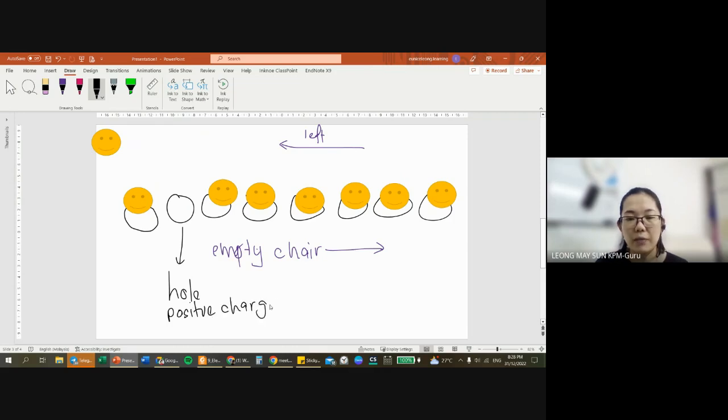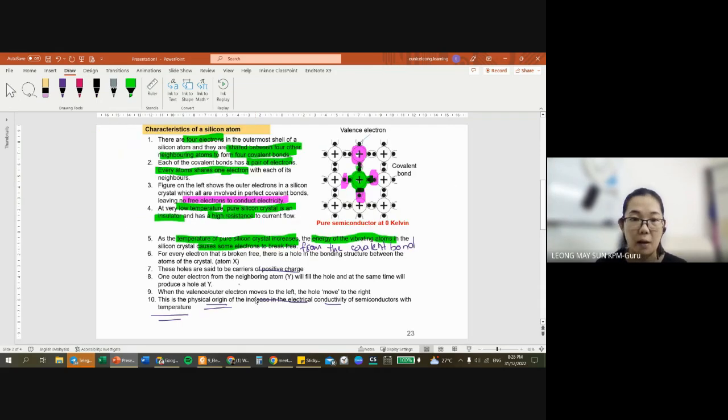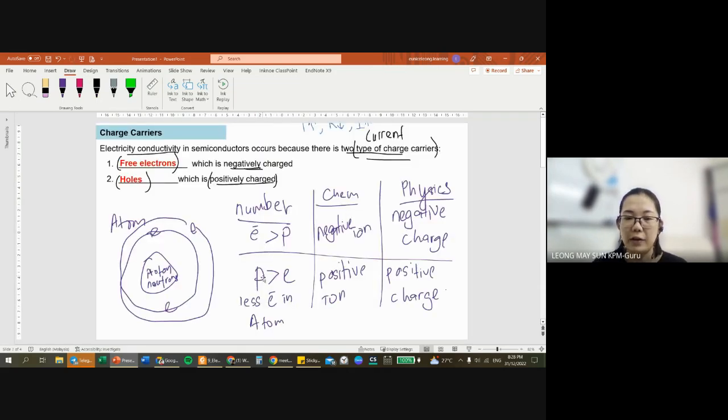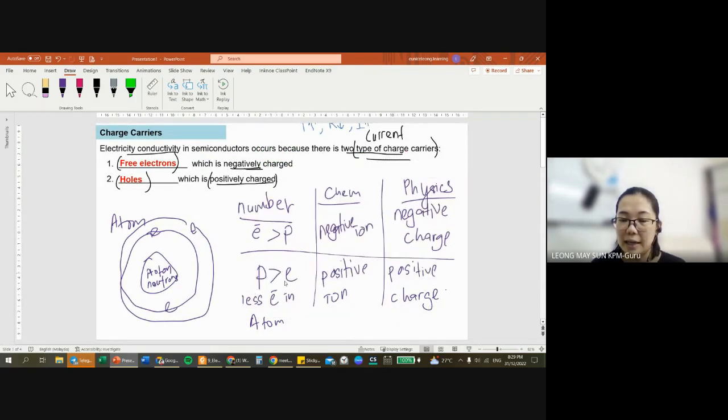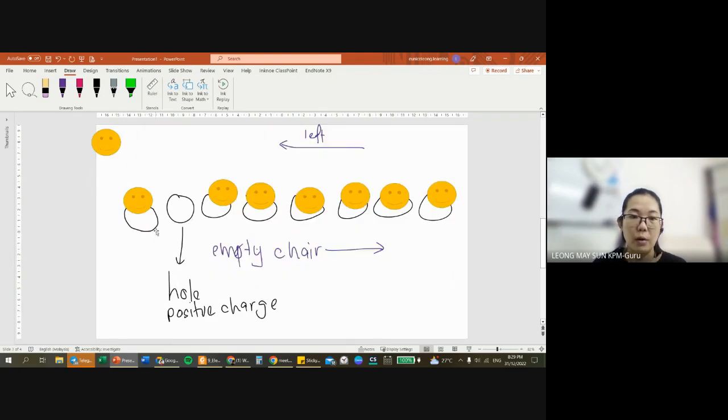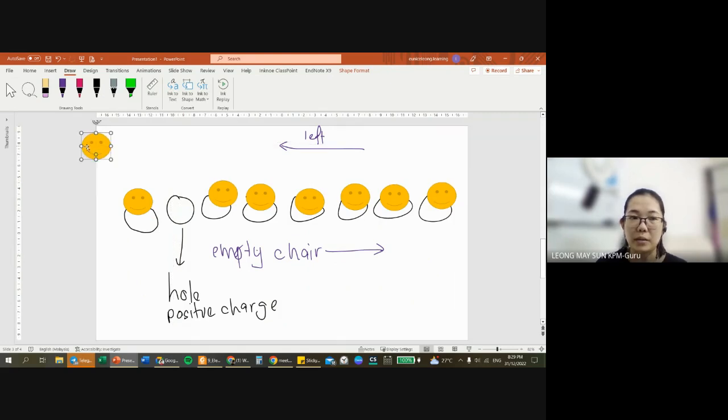Why? Because if you recall what I mentioned just now, less electron in the atom is considered as a positive charge. There are more protons compared to electrons in the atom, so it is considered a positive charge. So when the electrons absorb heat from the increasing temperature, the electrons will escape from the covalent bond and move towards the positive charge.